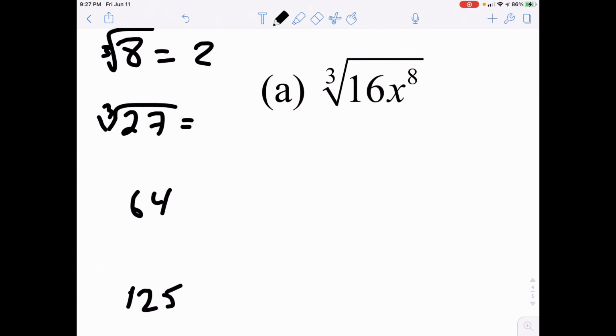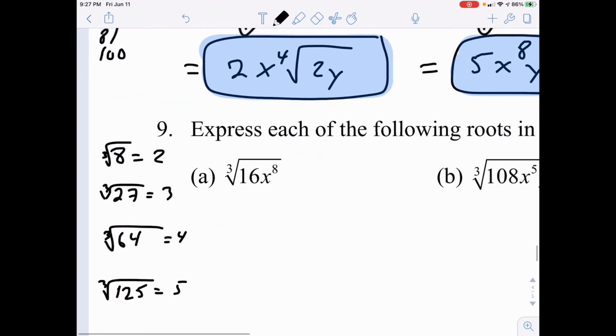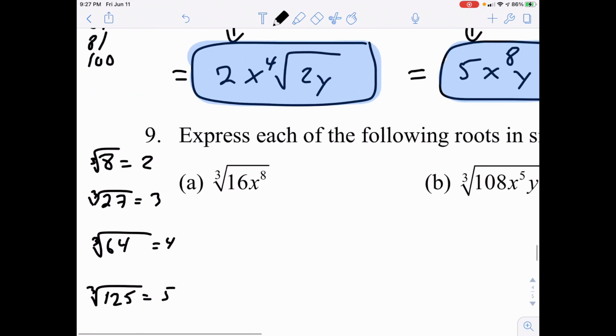The cube root of 27 is 3. The cube root of 64 is 4. The cube root of 125 is 5. We need to know our perfect cubes in order to do this exercise.